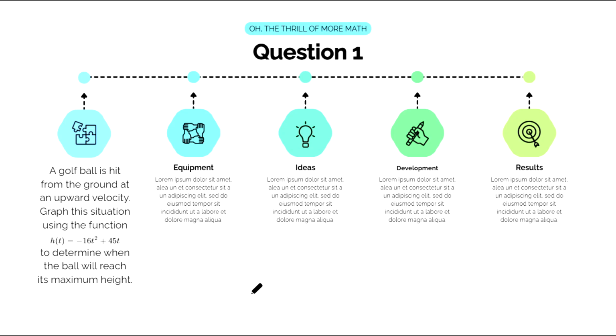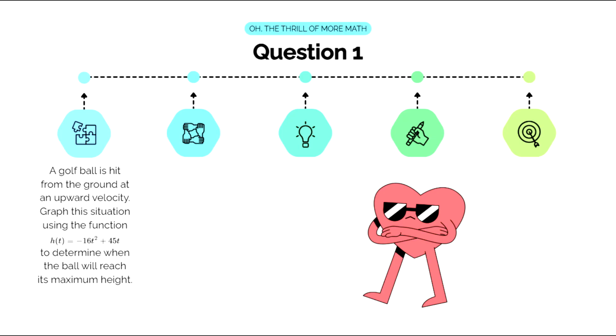Here's question number 1. This is your turn. And I had deleted all of this stuff, but it kept it. A golf ball is hit from the ground at an upward velocity. Graph this situation using the function h of t is equal to negative 16t squared plus 45t to determine when the ball will reach its maximum height. Go do it. Come back.